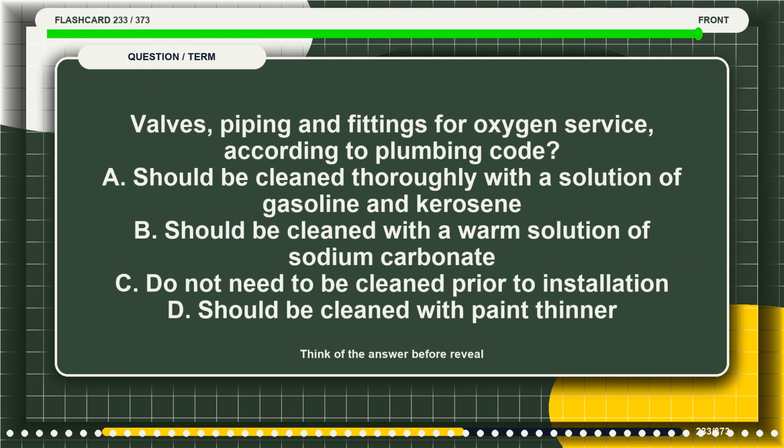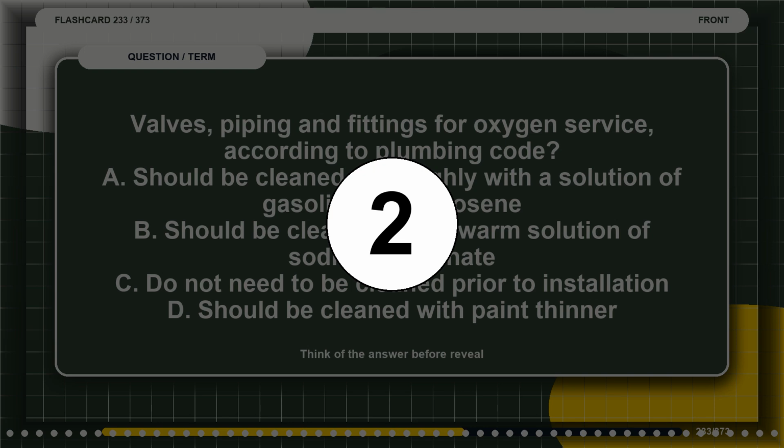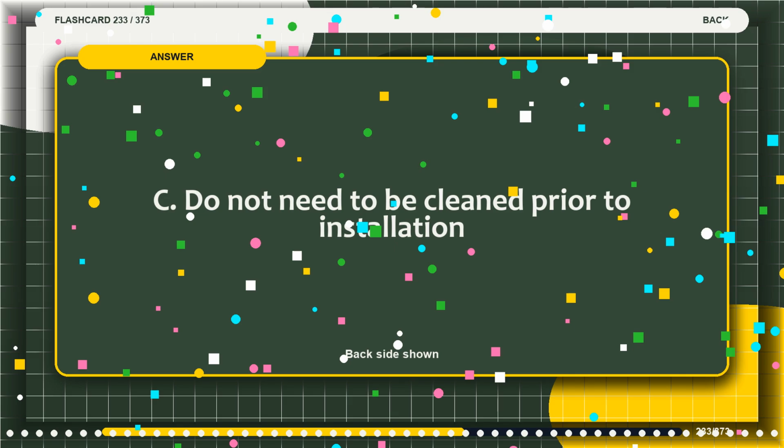Flashcard 233. Valves, piping, and fittings for oxygen service, according to plumbing code? A. Should be cleaned thoroughly with a solution of gasoline and kerosene. B. Should be cleaned with a warm solution of sodium carbonate. C. Do not need to be cleaned prior to installation. D. Should be cleaned with paint thinner. Think of the answer before the reveal. The answer is C. Do not need to be cleaned prior to installation.